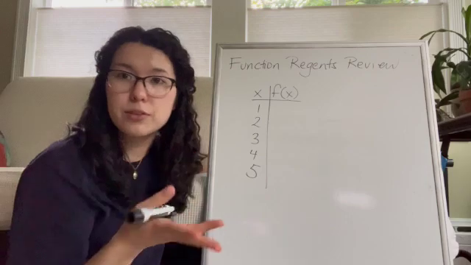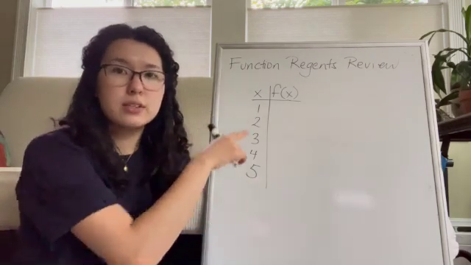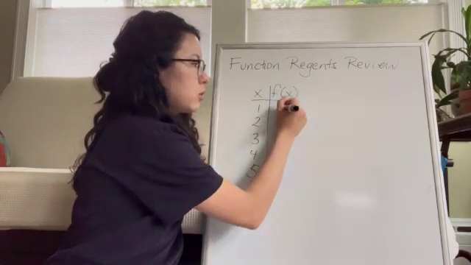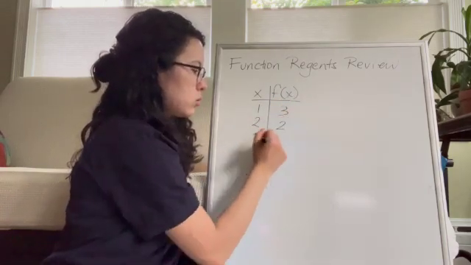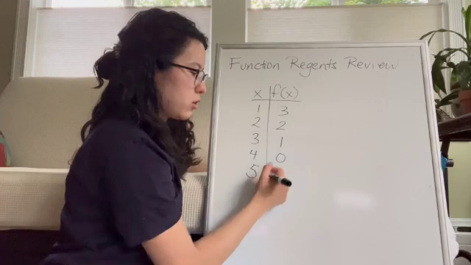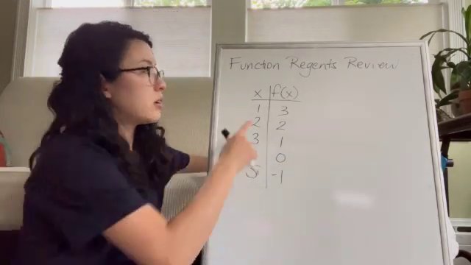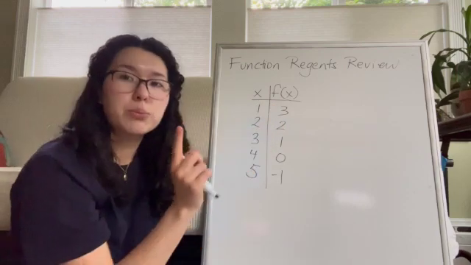Now, if this is a function, you're going to expect that every single input has its own output. So 1 would go to 3, 2 might go to 2, 3 might go to 1, 4 might go to 0, 5 might go to -1. And as you can see here, every single input has just one output.